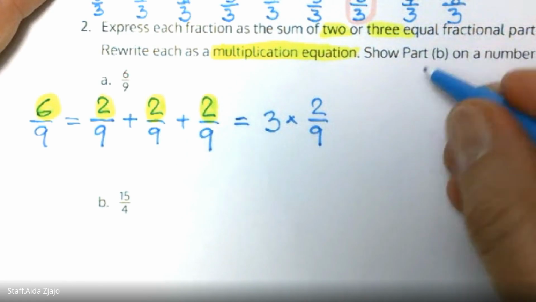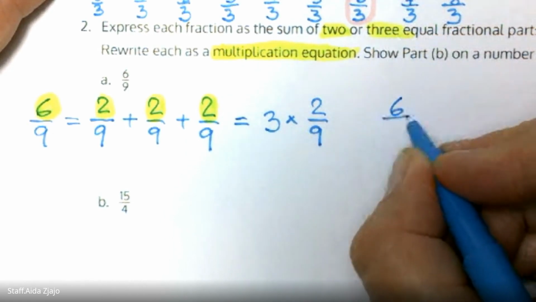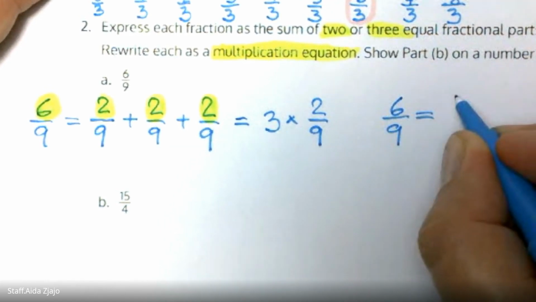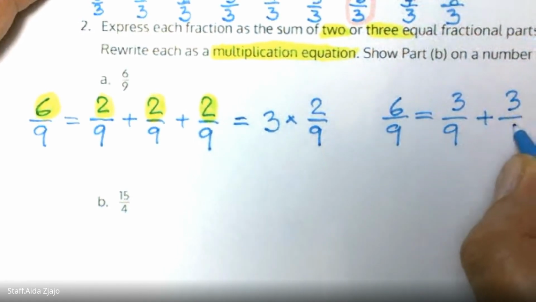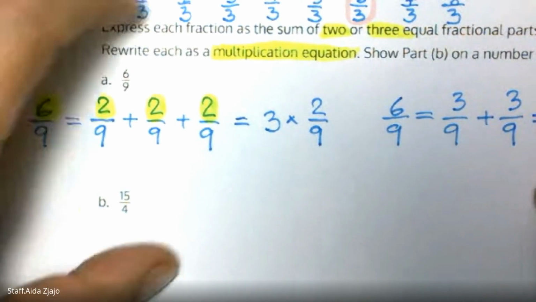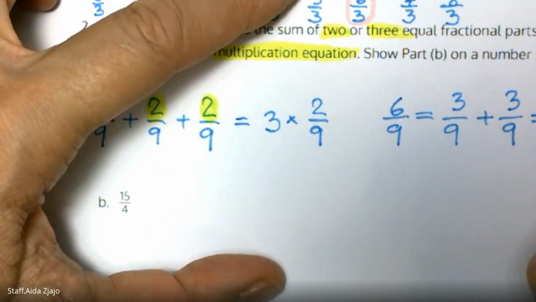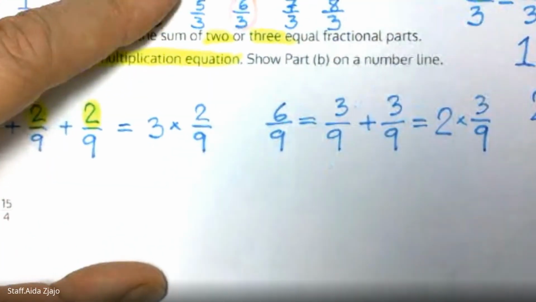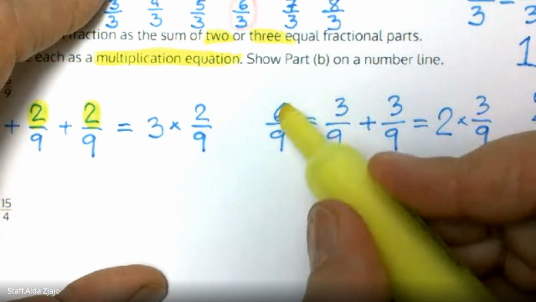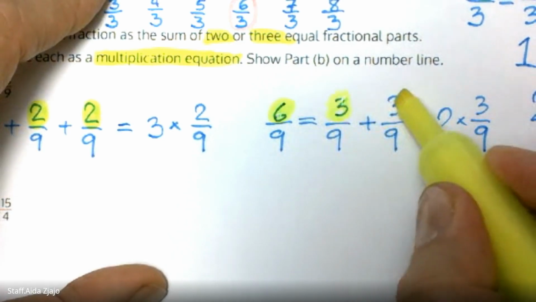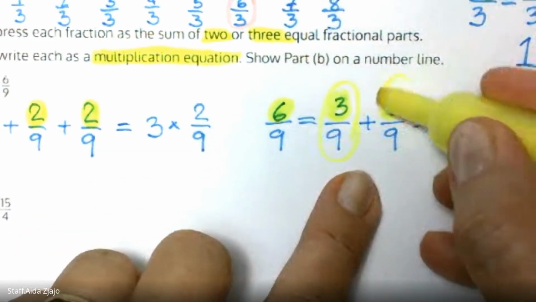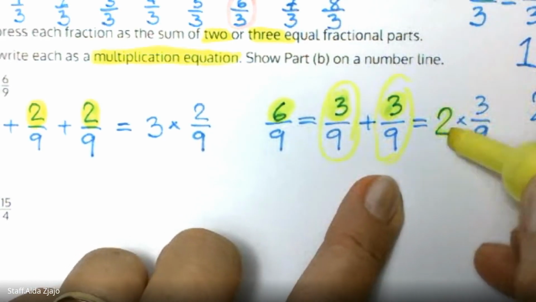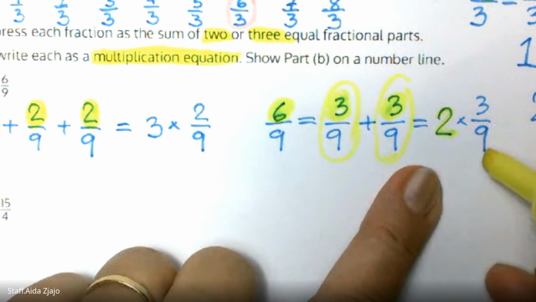So how about if we take 6/9 and we break it into 3/9 plus 3/9. So that would be 2 groups of 3/9 as a fraction. Sorry, 2 groups of 3. So 6/9 is the same as 3/9 plus 3/9. Or we can see it as 2 groups of 3/9.